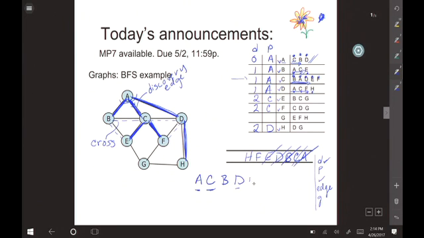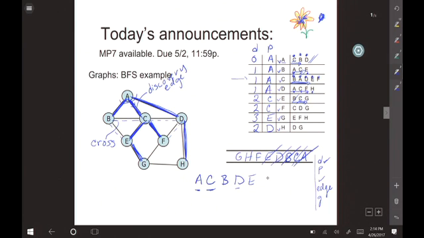So E comes off the Q. What about edge EB? Ignore it. How about edge EC? Ignore it. How about edge EG? Okay, we got to do that whole thing again, right? EG gets what distance? 3. The predecessor is E. We mark the edge as discovery. We mark the vertex as visited, and we add it to the Q. And we're done with E.